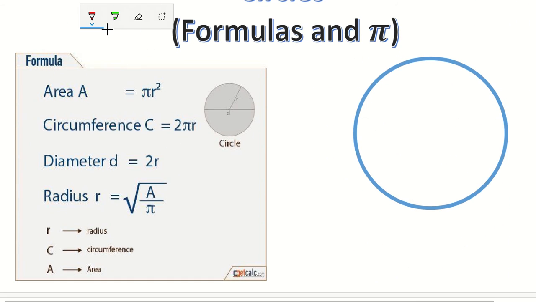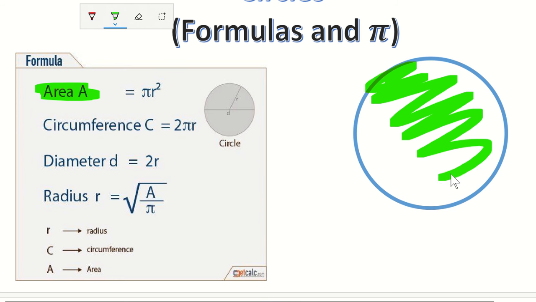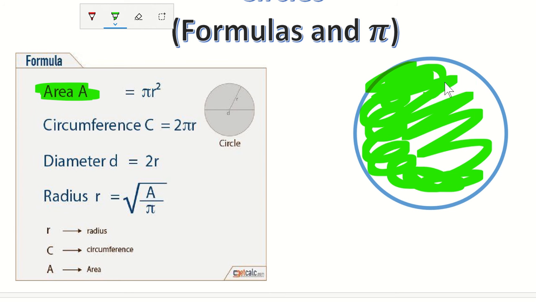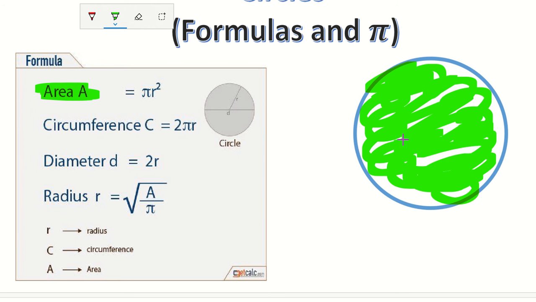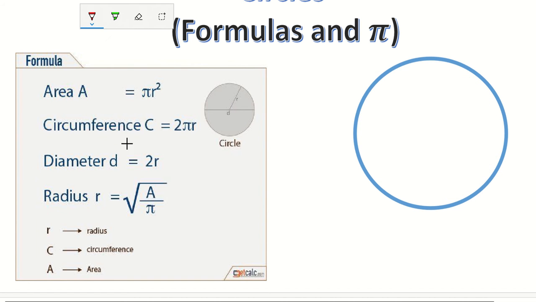If we take a look at the formulas, we have the formula to get the area of a circle. Remember that the area would be the inside. If we want to find out the inside measurement, how much it covers, we would use this formula, and the formula is pi r squared. We would have to get the radius, which is from here to here, whatever this measures, and plug it into the formula. Now the circumference.